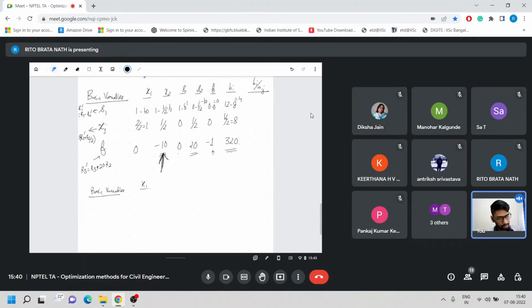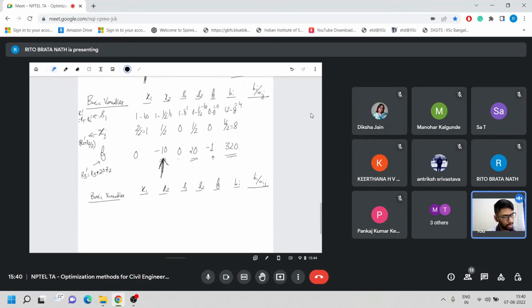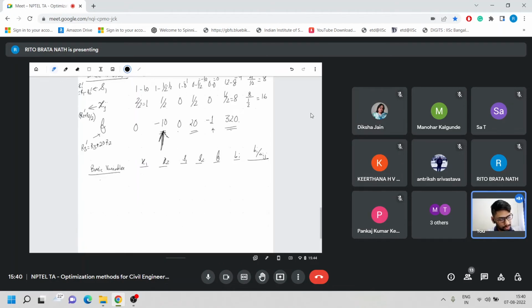And then x1, x2, s1, s2, f, bi, bi by ai. Okay. So here also you have to calculate this. So for this one, it's 4 divided by half. So this is 8. And for this, it's 8 divided by half, which is 16. So you have to replace S1 by X2. So X2 will go here, X1 will remain here.